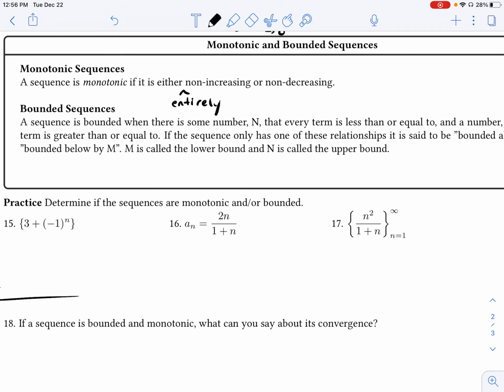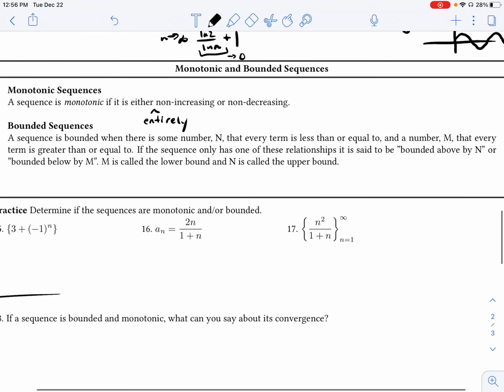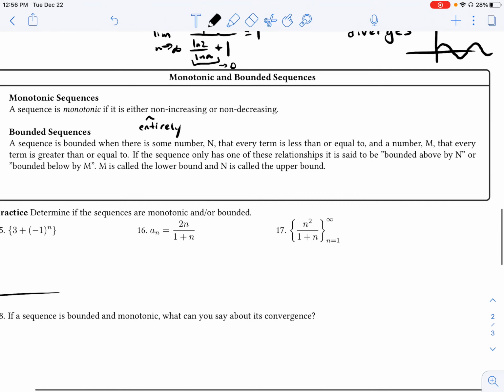A bounded sequence is effectively saying that there is some value n that every term is less than or equal to, and a number m, as in Mary, that every term is greater than or equal to. We are saying that this sequence is bound between these values, m and n. In terms of the way we articulate this, we would say that the sequence is bounded above by n, meaning n is like the upper boundary, or bounded below by m, meaning m is like the lower bound or the floor.